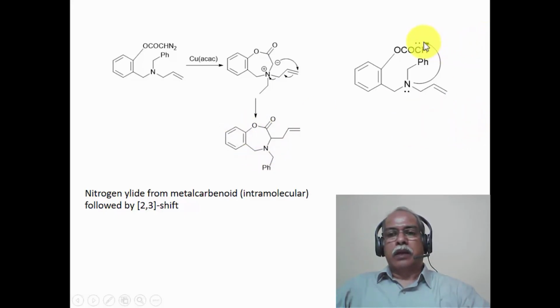The intramolecular carbene transfer is shown by this mechanism. Nitrogen is electron rich, whereas carbene is electron deficient. So the nitrogen lone pair is added to the carbene, resulting in the formation of the ylide, which has a zwitterionic structure, where the nitrogen possesses the positive charge and the carbene center possesses the negative charge in this particular case.